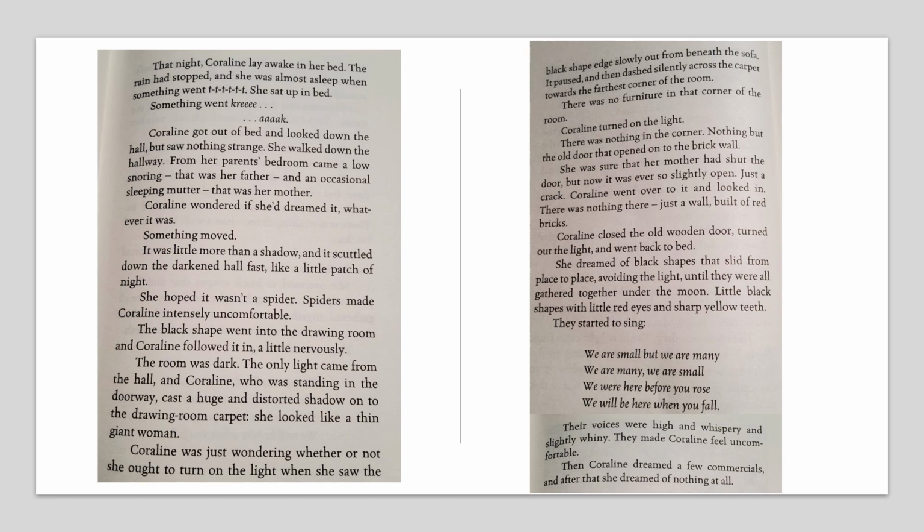Coraline was just wondering whether or not she ought to turn on the light when she saw the black shape edge slowly out from beneath the sofa. It paused and then dashed silently across the carpet towards the farthest corner of the room. There was no furniture in that corner of the room. Coraline turned on the light. There was nothing in the corner, nothing but the old door that opened onto the brick wall. She was sure that her mother had shut the door, but now it was ever so slightly open, just a crack. Coraline went over to it and looked in. There was nothing there, just a wall built of red bricks. Coraline closed the old wooden door, turned out the light, and went back to bed.